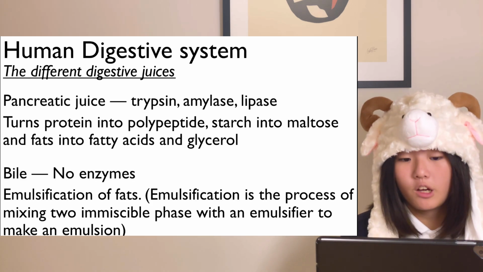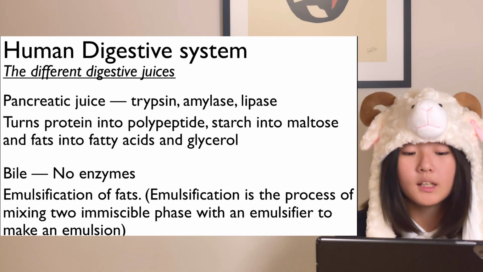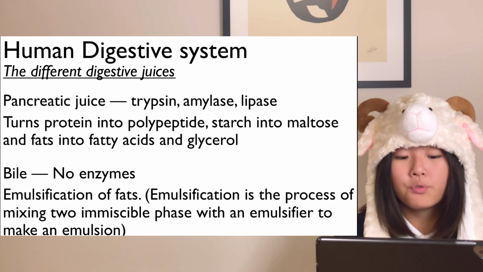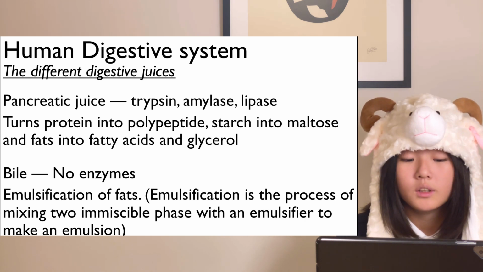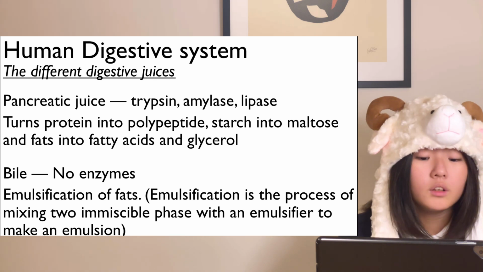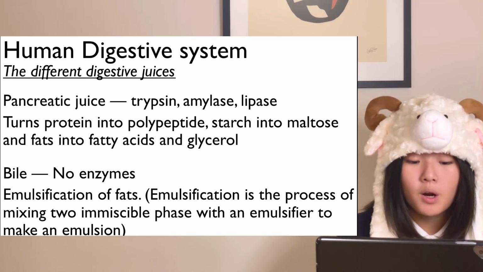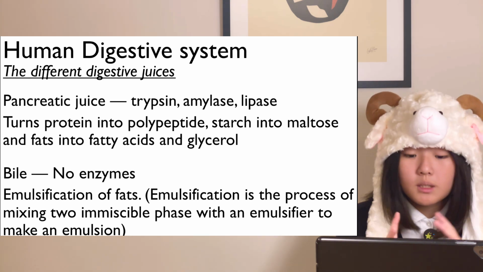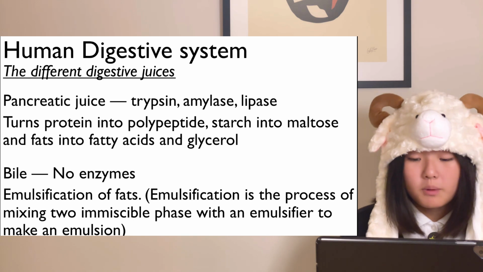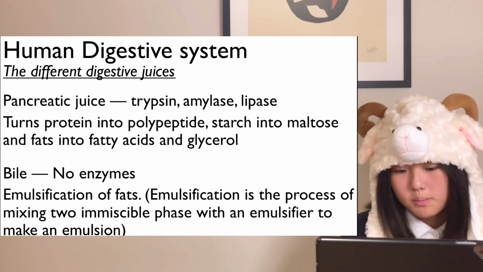The third one you need to know is pancreatic juice. It's made up of trypsin, amylase, and lipase. It turns proteins into polypeptides, starch into maltose, and fats into fatty acids and glycerol. Bile, surprisingly, has no enzymes at all. It emulsifies fats. Emulsification is the process of mixing two immiscible things with an emulsifier to make an emulsion. An emulsifier is what helps mix the two immiscible things.